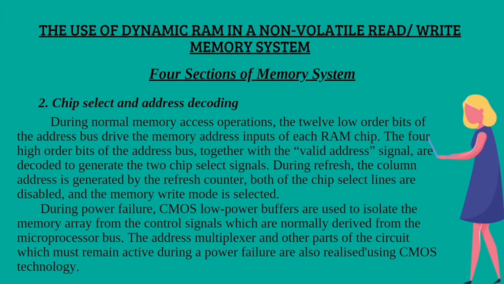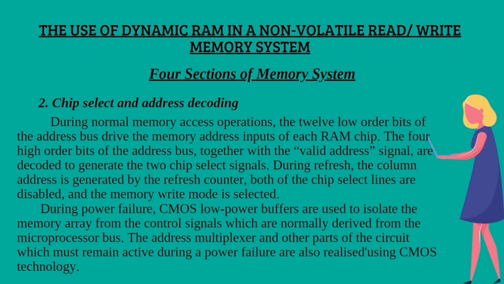Number 2. Chip select and address decoding. During normal memory access operation, the 12 low-order bits of the address bus drive the memory address inputs of each RAM chip. The 4 high-order bits of the address bus together with the valid address signal are decoded to generate the two chip select signals. During refresh, the column address is generated by the refresh counter. Both of the chip select lines are disabled and the memory write mode is selected.